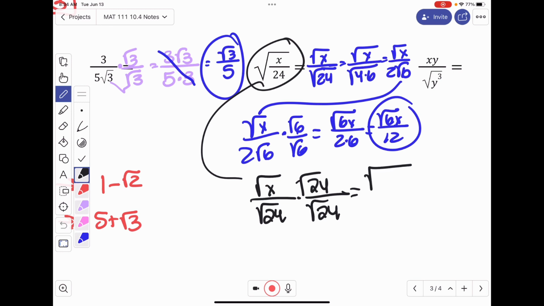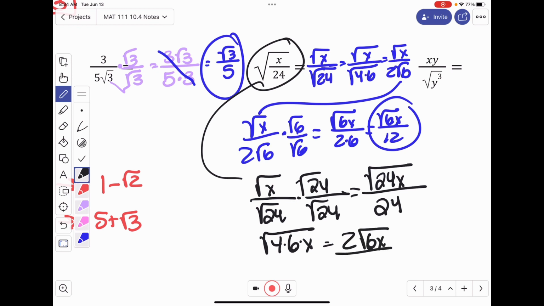On the top, we would get 24x. On the bottom, we'd get 24. Then we simplify the top. So that's 4 times 6 times x, which gives us 2 root 6 over x. And 2 over 24 reduces to 1 over 12. So it doesn't matter if you reduce first or last, you'll get the same answer.